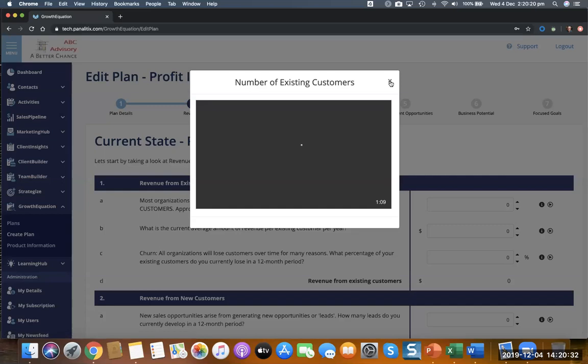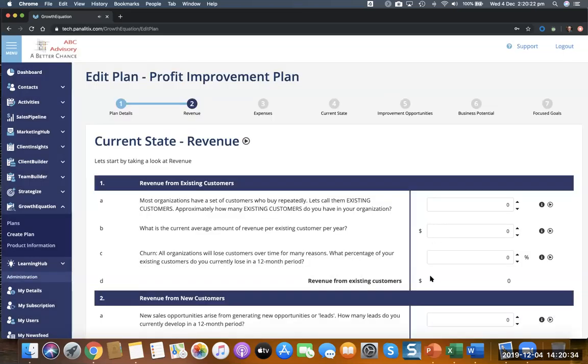And so if you're working with one of your accountants, one of your team members, and in a training session, they're not sure what should go into that box, they can open the video and get a good sense as to how they would engage with the client in that particular area. We're going to assume in this case that there are 300 customers in our particular client business.